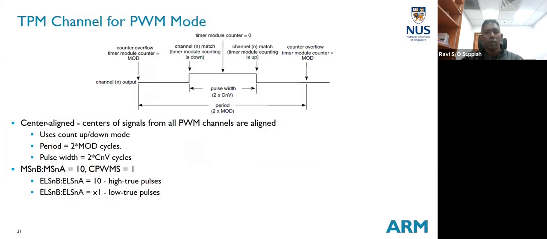Okay, if I'm doing it in center align PWM, center align PWM is the one that is using count up and count down mode. So in count up, count down mode, the entire period is 2 times the mod cycles. Okay, 2 times the mod cycles.